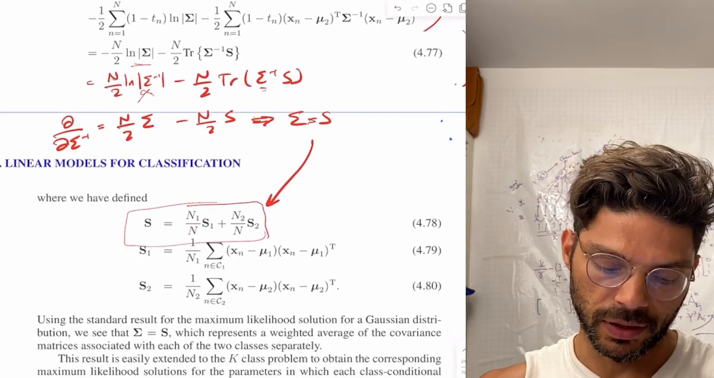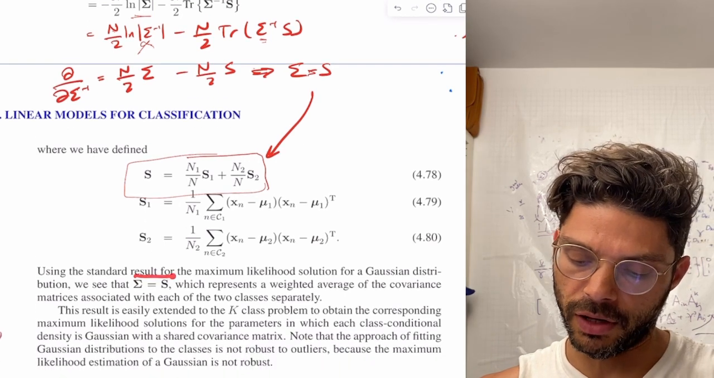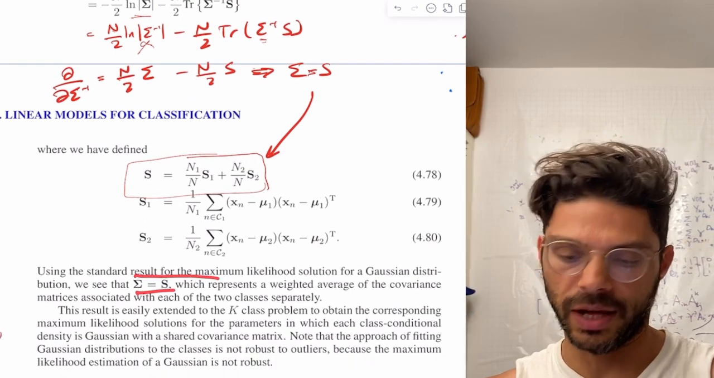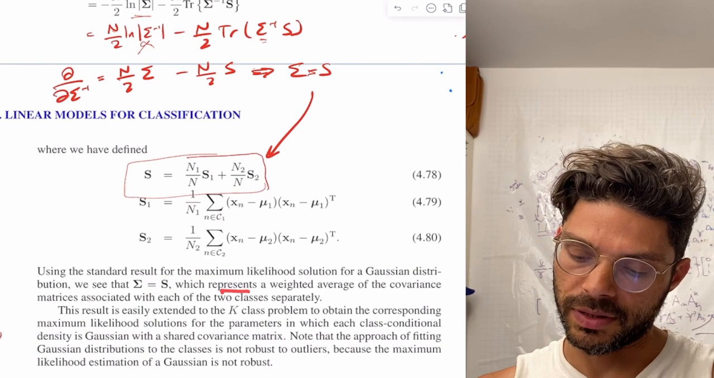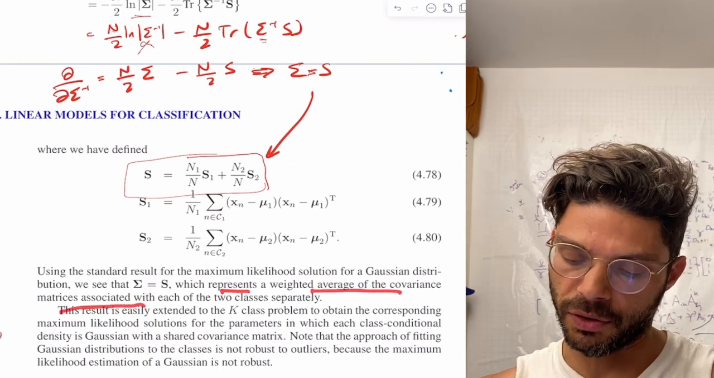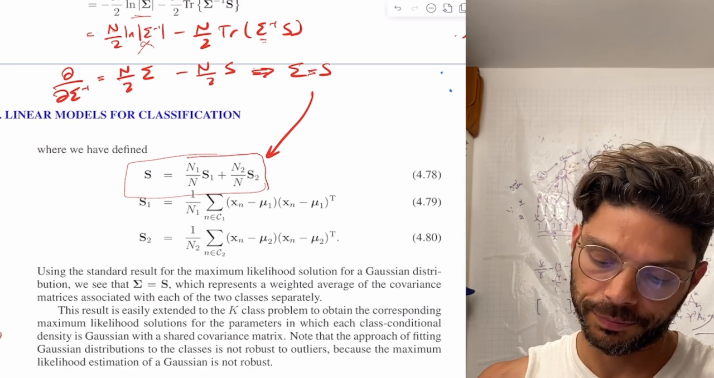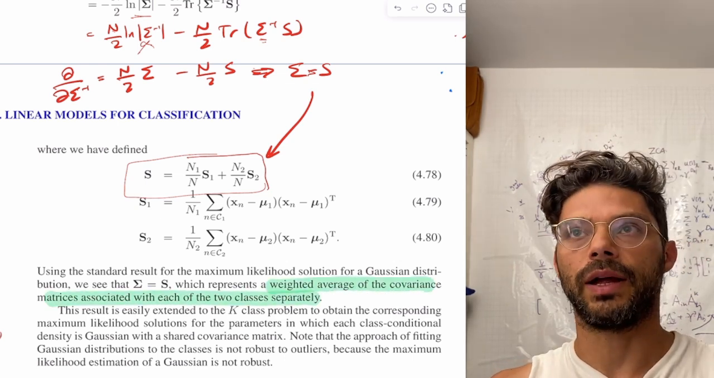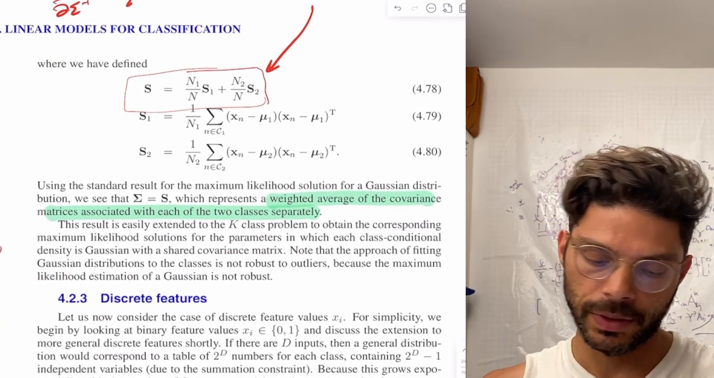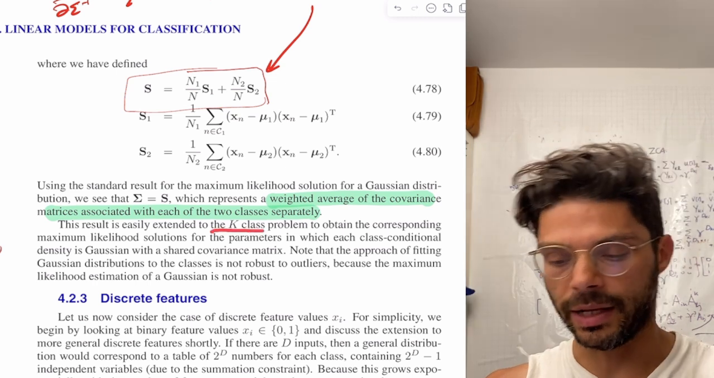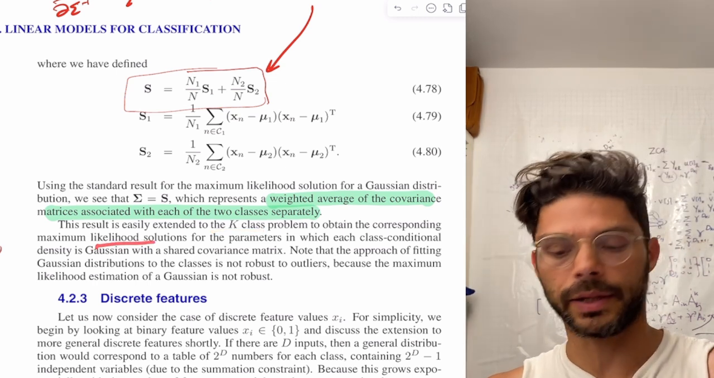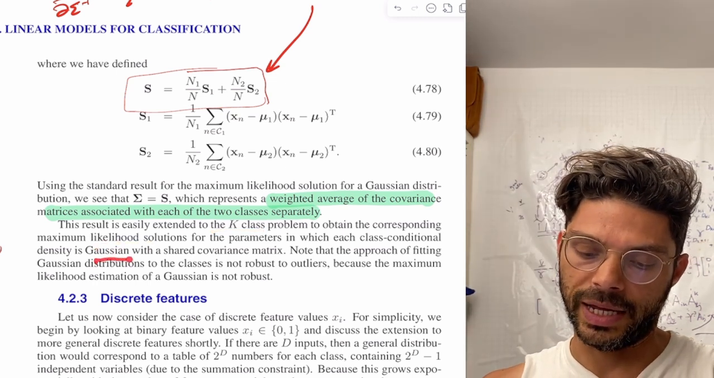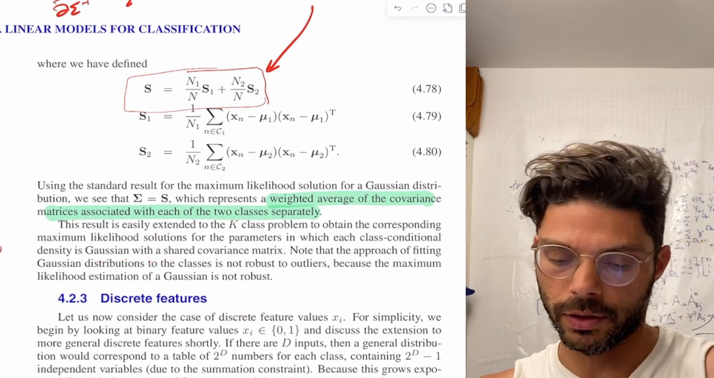So let's see what he says in the end. Using the standard results for maximum likelihood, we get sigma equals S, which we just did, which represents a weighted average of the covariance matrices associated with each of the two classes separately. And the result is easily extended to the K-class problem to obtain the corresponding maximum likelihood solution for the parameters. Again, it's Gaussian, so it's going to be the weighted average.